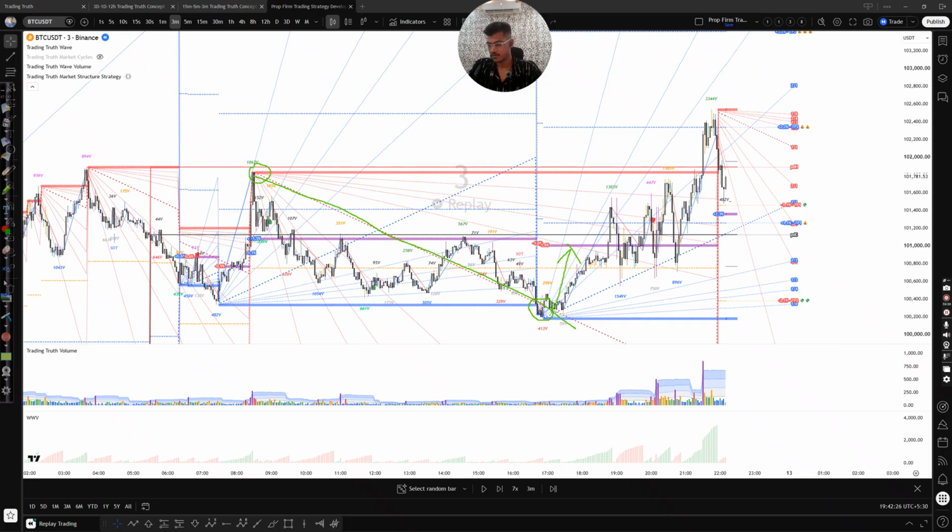Long trade on descending one by one projection. Let's see if we get that or not there. So I just saved it. We'll see if we get a trade here or not.